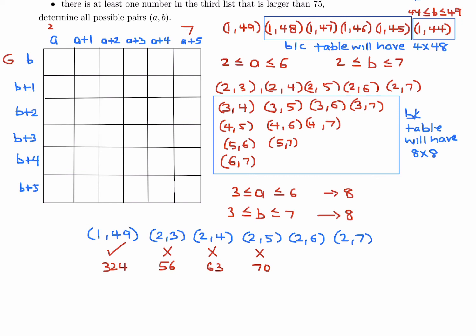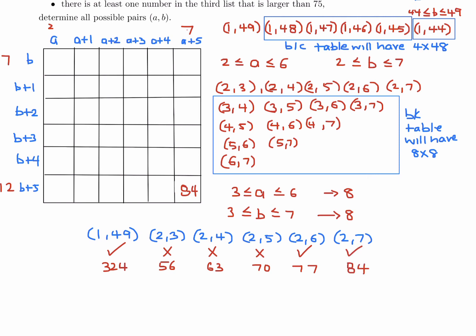And 2 and 6 will give me a number 11 here. 7 times 11 is 77. Well, that is greater than 75. And finally, when we have 2 and 7, we have 7 here, and this will be a 12. And 7 times 12 is 84, which is indeed greater than 75.